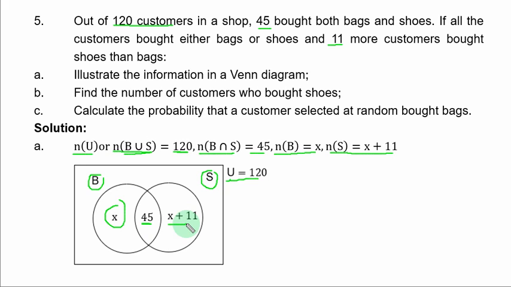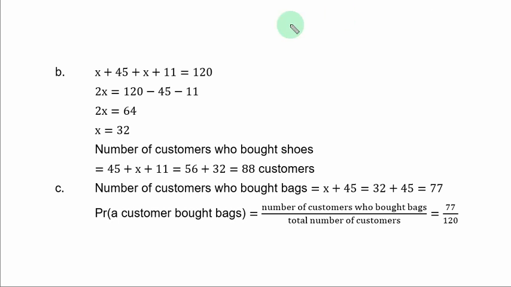We are asked to find customers that bought shoes. That bought shoes, now you can see the subset for shoes. That is 45 plus S plus 11. So S is needed, and you do that by adding all the elements in the subset. That is S plus 45 plus S plus 11, and you equate it to the universal set, 120 customers. So B part, in order to get S, you add all the subsets and equate to 120.